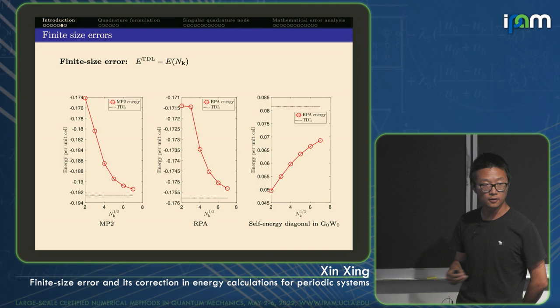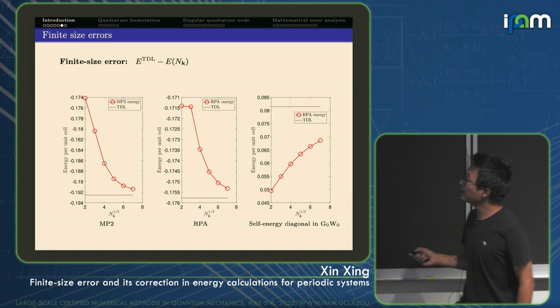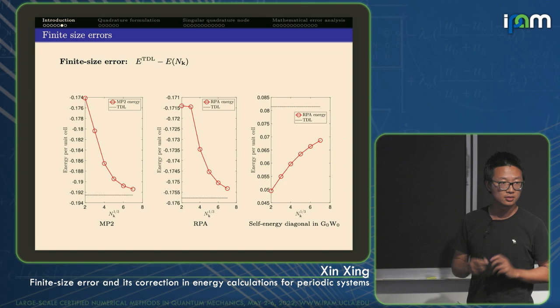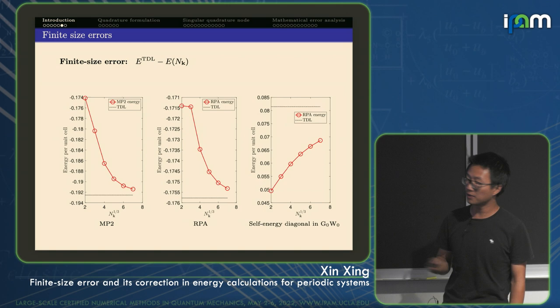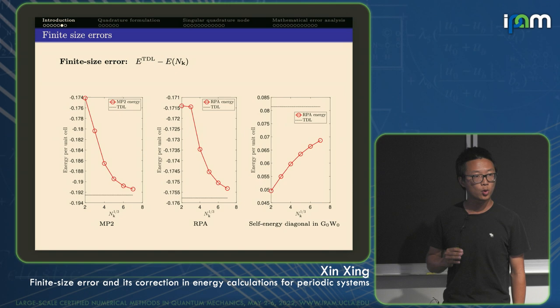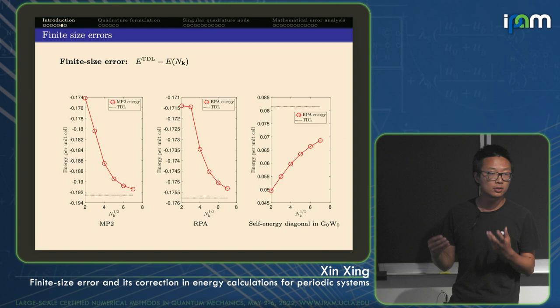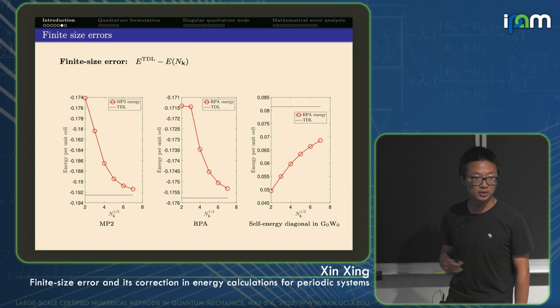So in practice, on one side, we want to compute a specific quantity in the thermodynamic limit, the exact values we want to compute. But meanwhile, due to the finite computational resources we have, we are only able to do the calculation using a finite k-point mesh. So it is important for us to understand the finite size error, the difference between these two, so that we may be able to do some post-processing to get a better estimate of the thermodynamic limit result based on our finite calculations.